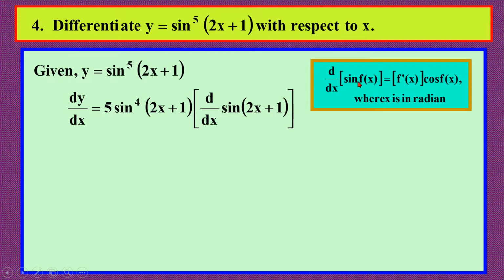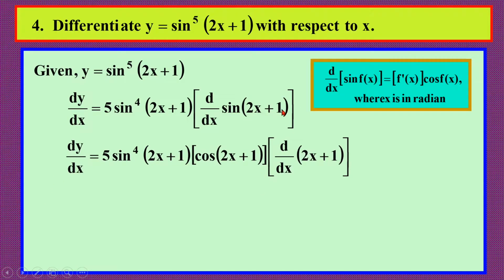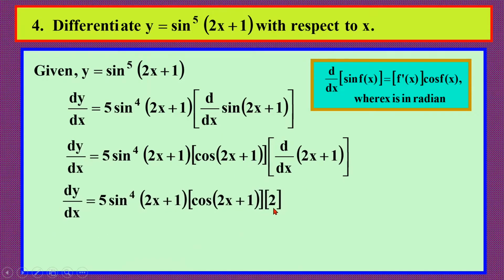Then I will differentiate sine f(x). Differentiating sine f(x) will give me cos f(x), which will give me cos 2x plus 1. Once I differentiate the cos, I can now deal with the f(x). For this, the function given is 2x plus 1. So when I differentiate 2x plus 1, I'm going to get 2. So I will write it there.